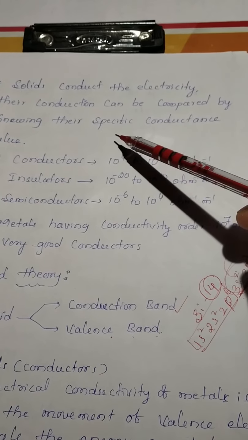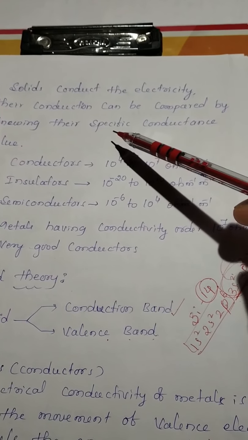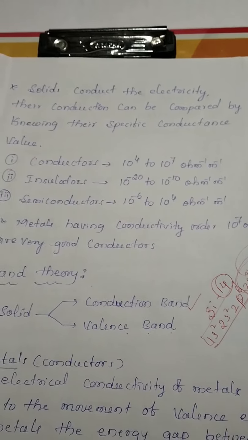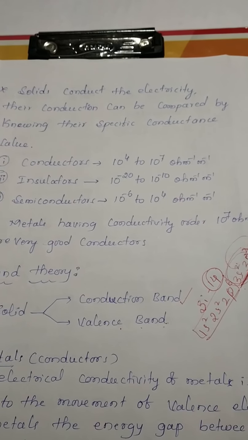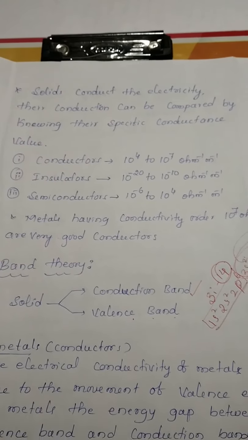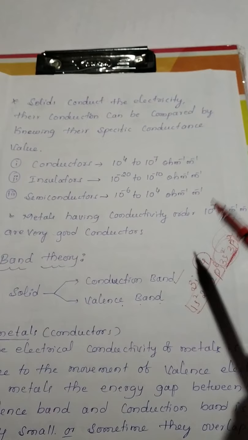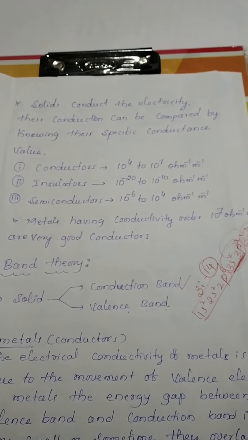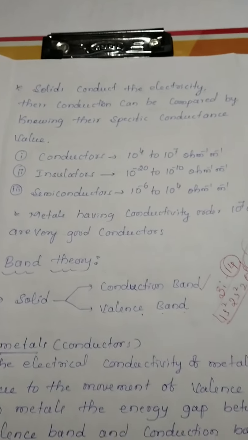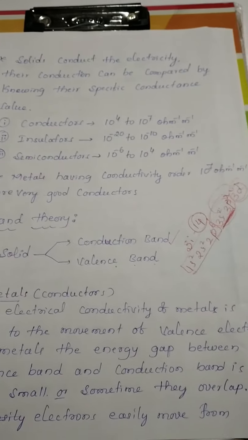In detail, you are going to study these specific conductance, conductivity, resistance, all these things in the electrochemistry chapter. Metals having conductivity of the order of 10 raised to 7 per ohm per meter are very good conductors. Okay. Now move on to the band theory.